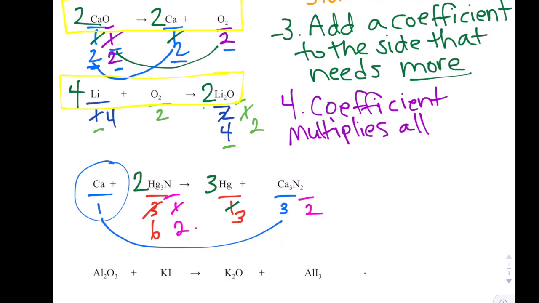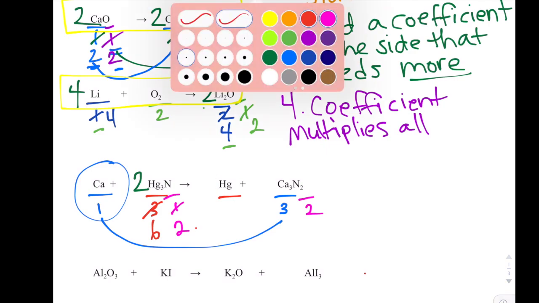But that messed up my Hg. So what if that does happen? I would go back. You can't change the 2 we just did. You need that because of the N. So the 3, the Hg on the other side, is where we made a mistake. So I'm going to just erase that and start over there. So that was the wrong coefficient, it turns out.